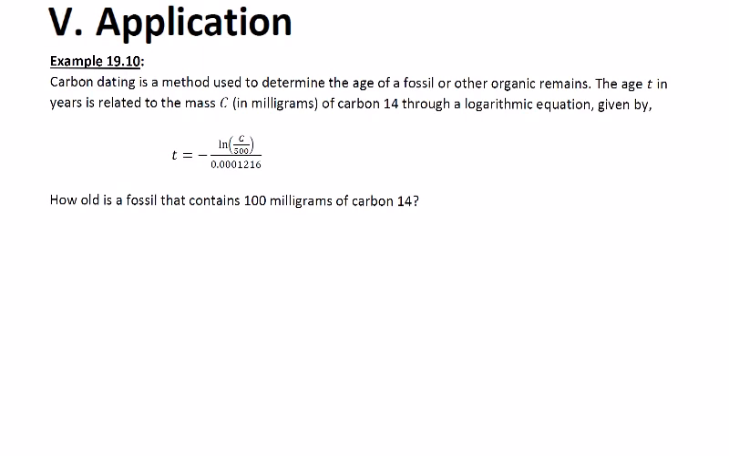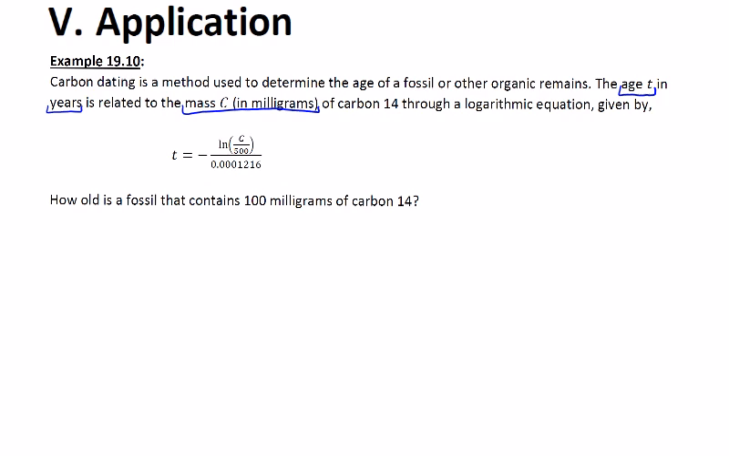In part 5 of section 19, we're going to look at an application problem. Example 19.10 says carbon dating is a method used to determine the age of a fossil or other organic remains. The age T, and it also says here that it's in years, is related to the mass C in milligrams of carbon-14 through a logarithmic equation. And it's given by this equation here.